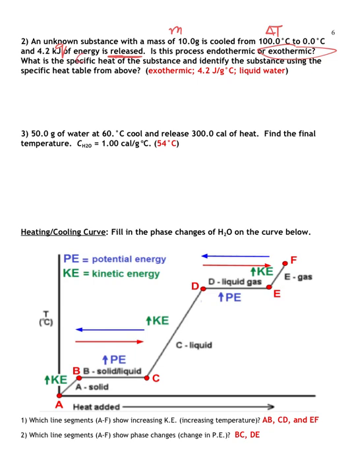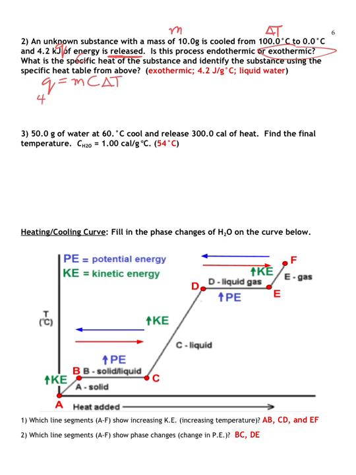We're asked to find the specific heat capacity of the substance, and identify the substance using the table from above, which is the previous page. That would mean you would need to go to the previous page for that table after you've calculated the specific heat capacity. So specific heat capacity is actually a way for us to be able to identify a substance.